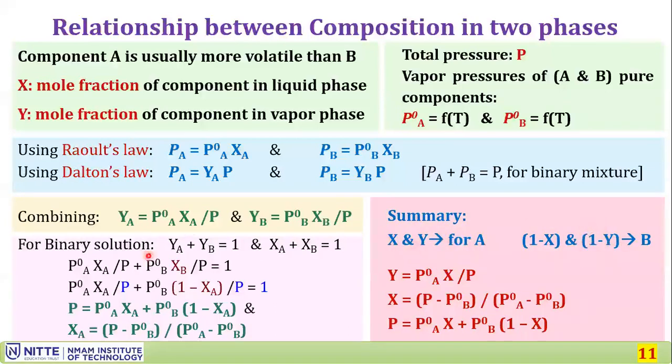So with respect to that, this Y which you have written, I can write as P naught A into X by P. Similarly, this X which you have written here can be written this way. And the total pressure can be written in terms of X and 1 minus X. So instead of 1 minus XA, I have written simply 1 minus X, and instead of XA, I have written only X. So these three equations will be used for our analysis.